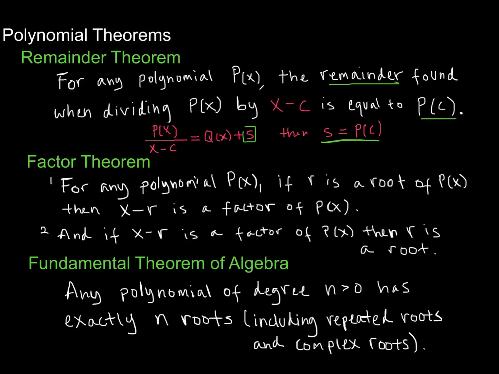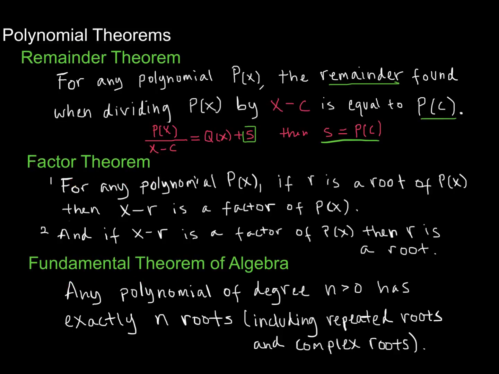Now we have the factor theorem. We've seen this one, we proved it actually. For any polynomial p of x, if r is a root of p of x, then x minus r is a factor of p of x. And we've been using this for a while, and it's very, very helpful. And secondly, if x minus r is a factor, then r is a root. And so this is the linkage between roots and linear factors, right? If you know a root, then you also know a linear factor, and if you know a linear factor, then you also know a root. This one is very, very helpful.